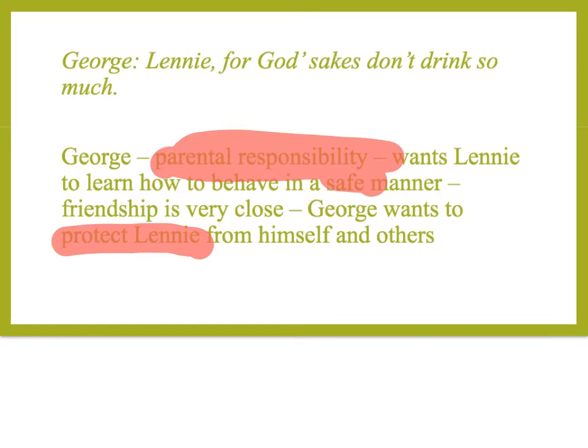where to stop. A motif is a repeated image or a repeated event, and in this novella, the idea that Lennie doesn't know where to stop is a repeated motif. We see it with the petting of the mouse. We see it when he tried to touch the girl's dress in Weed. We see it here with the water. We see it with the puppy, and of course we see it most tragically with Curley's wife.